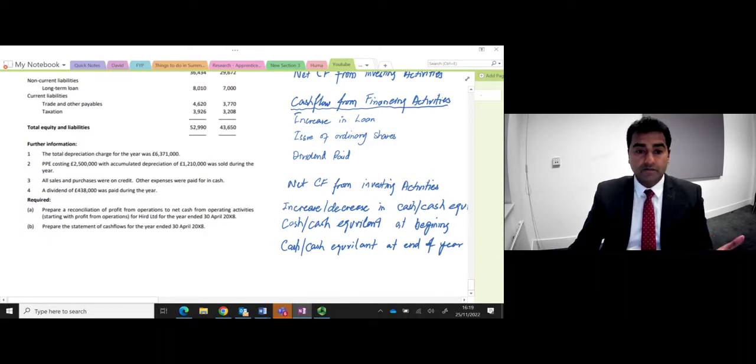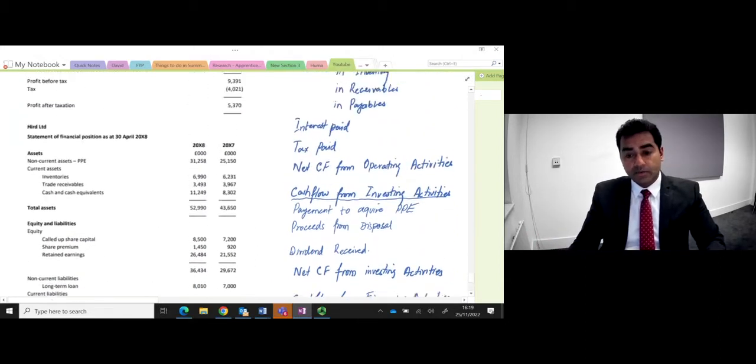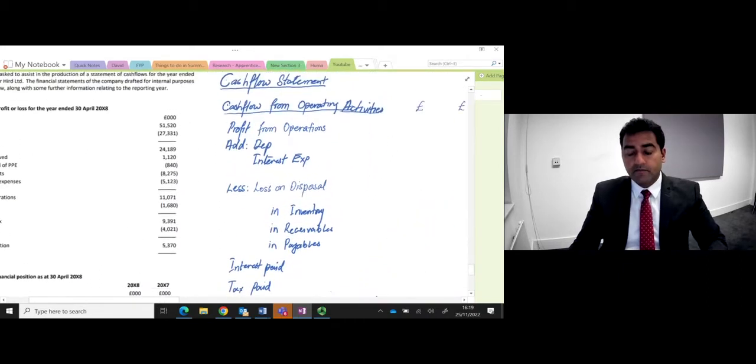Prepare a statement of cash flow for the year ended 30th of April 2008. So actually, I have to prepare all three parts of the cash flow statement. And as you know, the first part is cash flow from operating activities, the second part is cash flow from investing activities, and the third part is cash flow from financing activities. So that's the first step, which is to read the requirement of the question without even reading the question. The second important step is to prepare the format of cash flow statement.